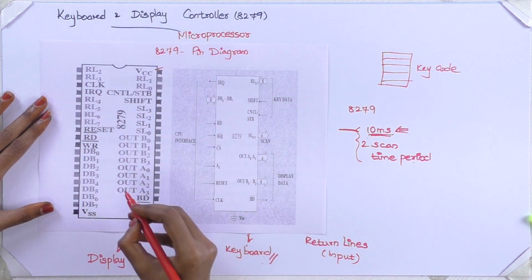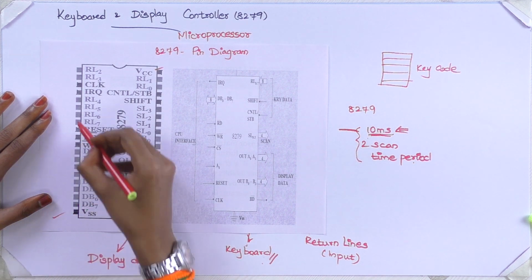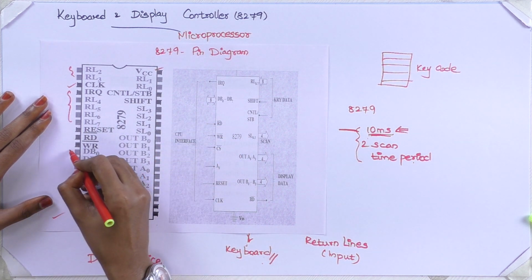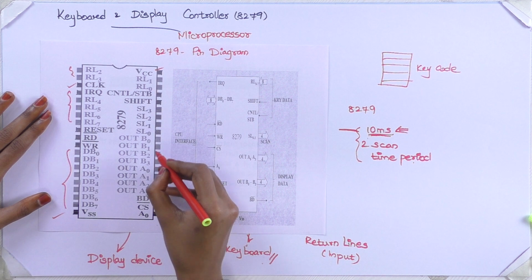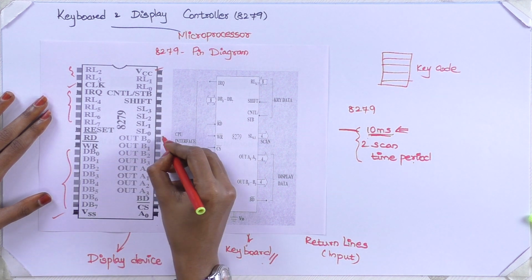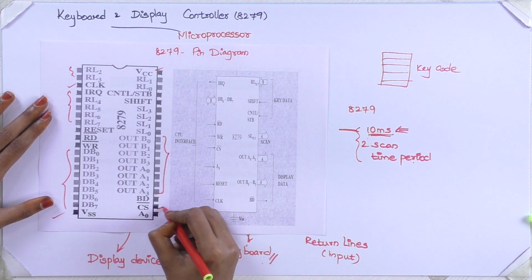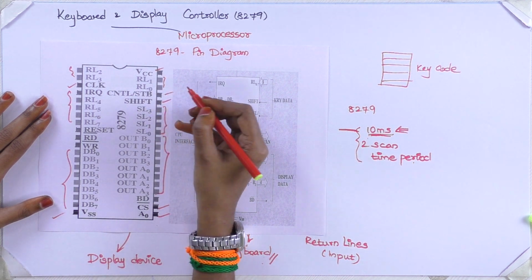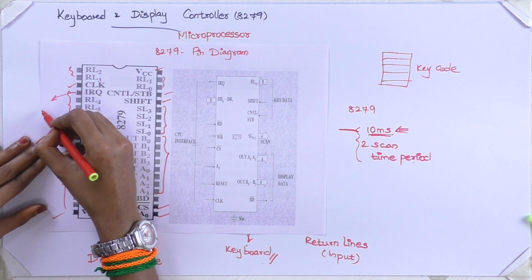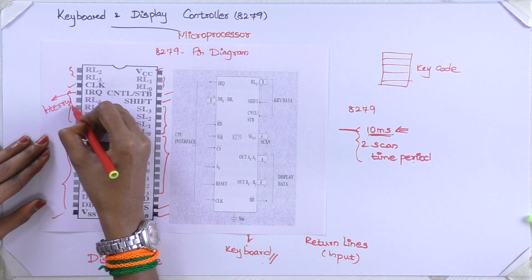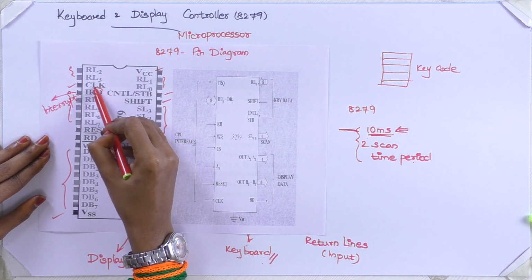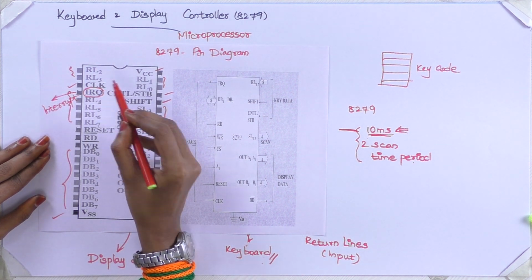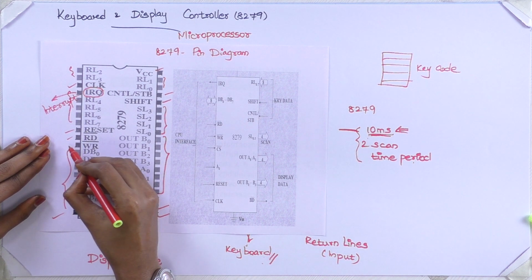As usual we have our VCC, then ground is VSS, our clock signal, return lines RL0 to RL7, then data lines, display blank lines, which are our outputs. Chip select, A0, then scan lines, shift control line, and this is the interrupt line. IRQ is nothing but interrupt. It will be set whenever a key has been recognized, to tell the processor that a key has been recognized. Then the reset line, read bar, write bar.